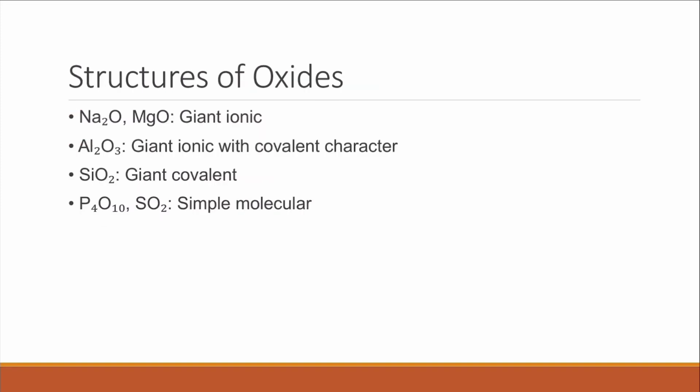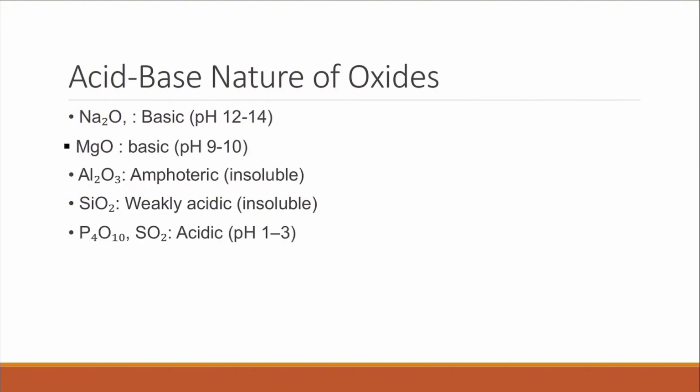Structure of the oxides. Sodium oxide and magnesium oxide will have a giant ionic structure because they are completely ionic. Aluminum oxide is giant ionic, but it has some covalent character. Silicon oxide has a giant covalent structure, so it will have a very high melting point. And then phosphorus oxide and sulfur oxide are simple molecular structures. So basically, the sulfur oxide is a gas, so they have low boiling points.